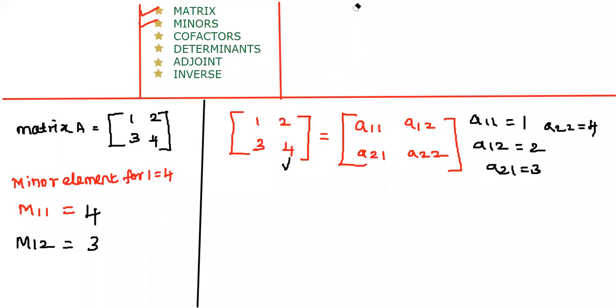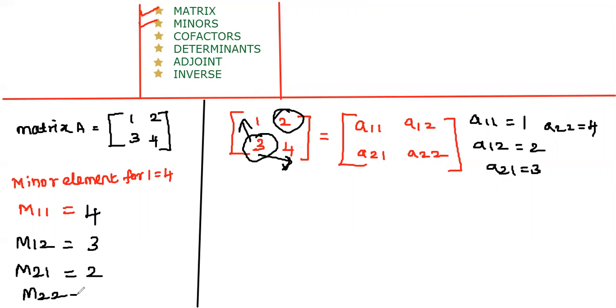So M21, what is M21? M21 means you have to check A21. So at A21, you have to cut its corresponding row and corresponding column. You will be left with the remaining element 2. So that is going to be your M21, which means the minor element of A21.